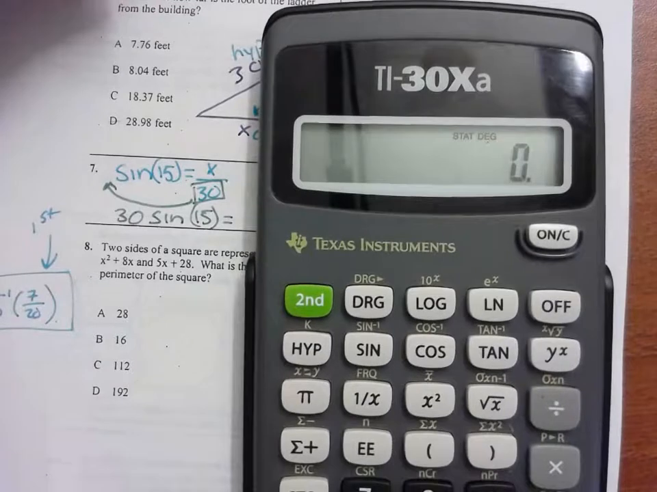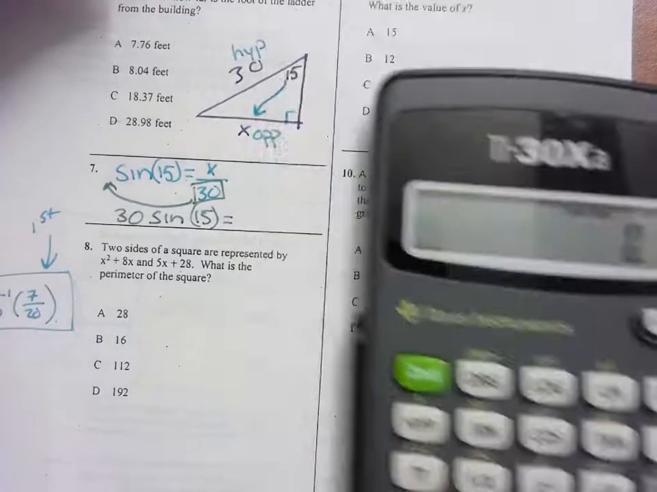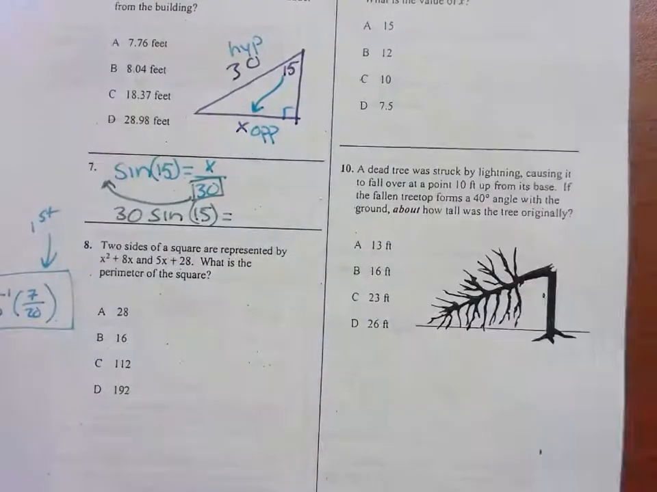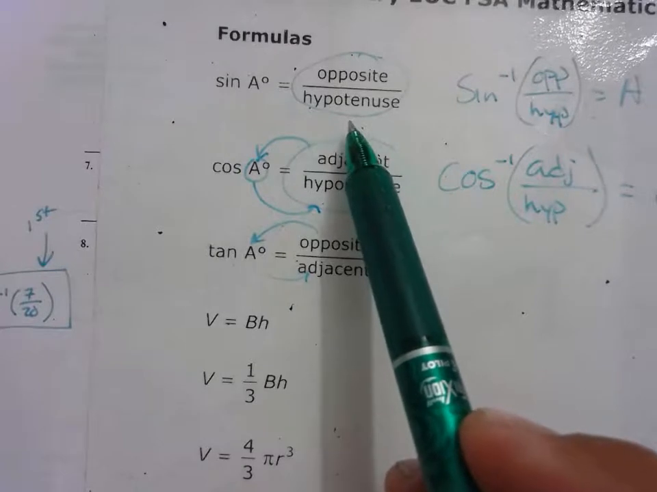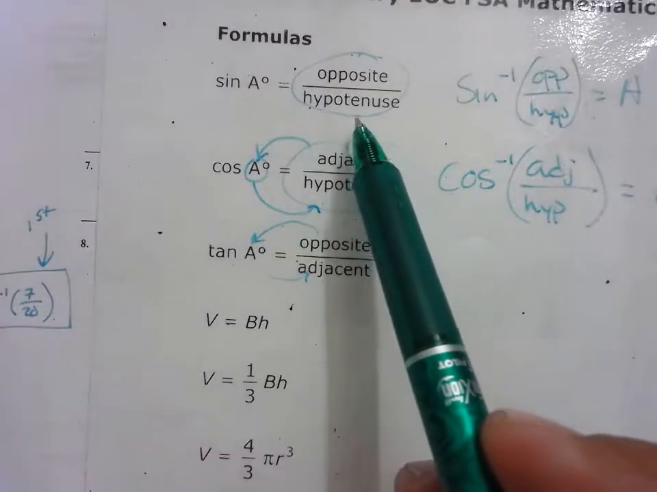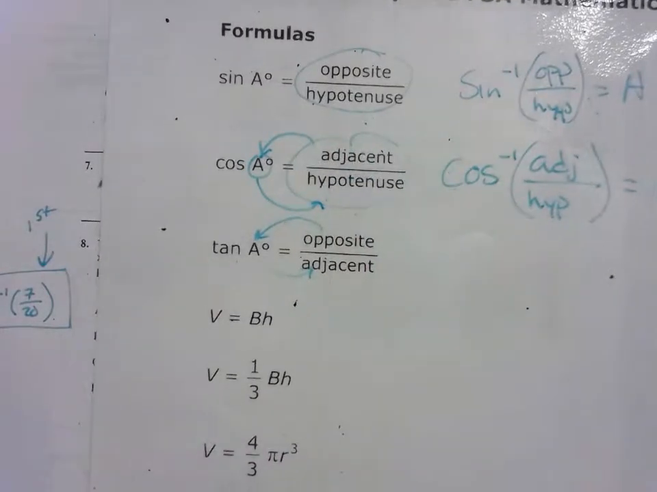How do you know it's sine? Because it's opposite and hypotenuse. If you look at your trig functions, there's only one that uses both opposite and hypotenuse, and that's sine. Them giving you those two sides tells you exactly which trig function to use.